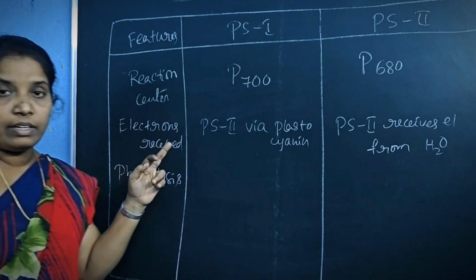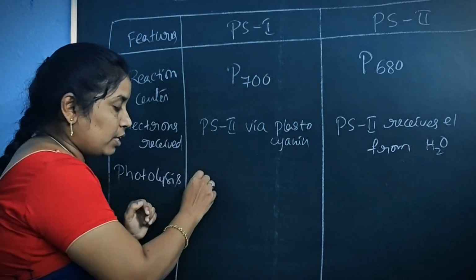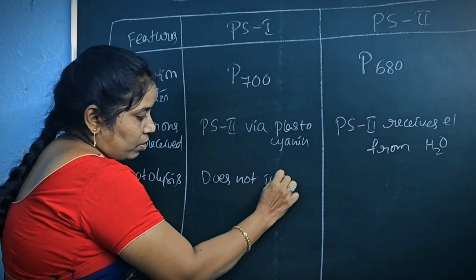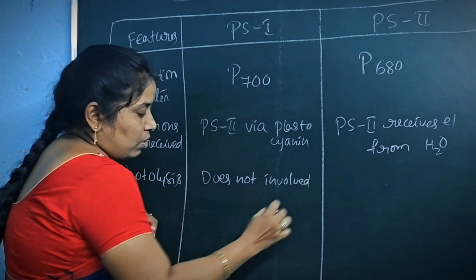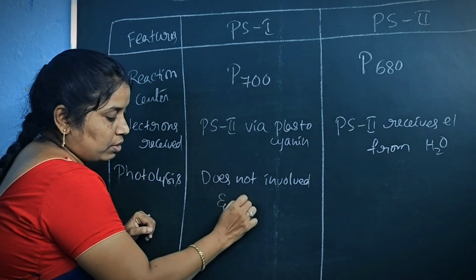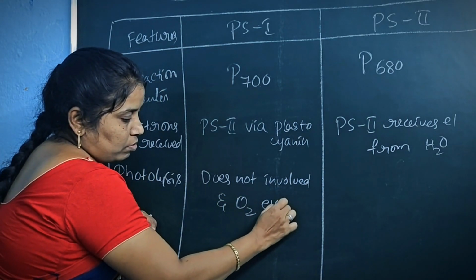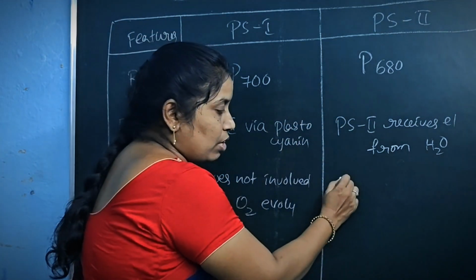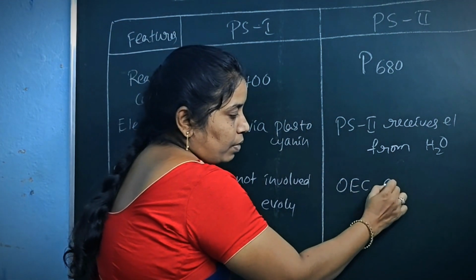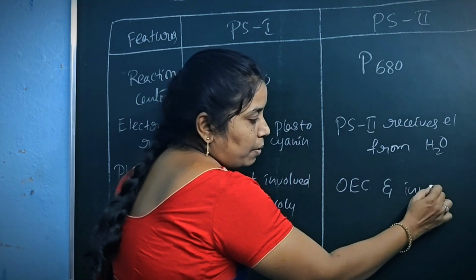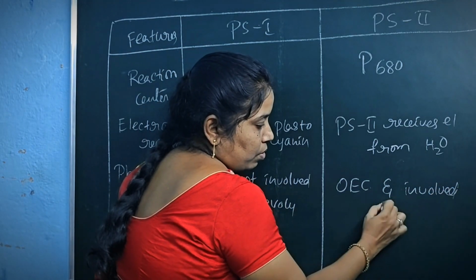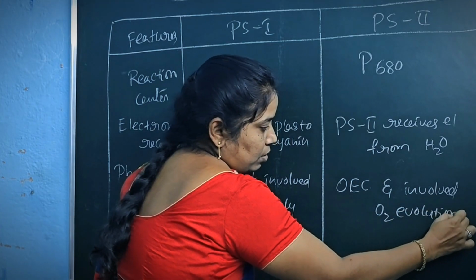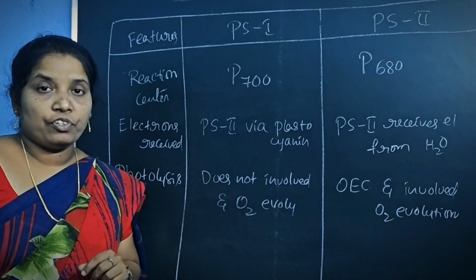PS1 does not involve photolysis of water, and there is no O2 evolution. PS2 is associated with the oxygen evolving complex and is involved in oxygen evolution. Let's see the next difference.